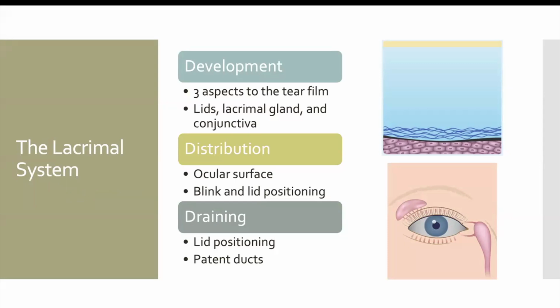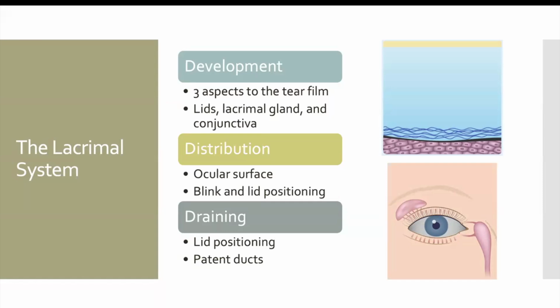So if you think about the lacrimal system as three parts, you've got the development of the tear film. You then have its distribution over the ocular surface, and then it needs to drain. If any one of these three things is wrong, patients can present with a problem, for example with dryness, but it tends to be a problem with epiphora in terms of what we're going to talk about today. So dryness is for a different day.